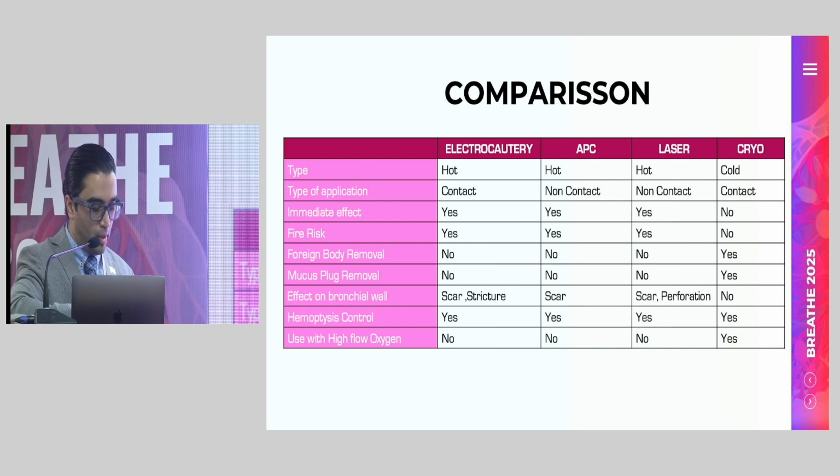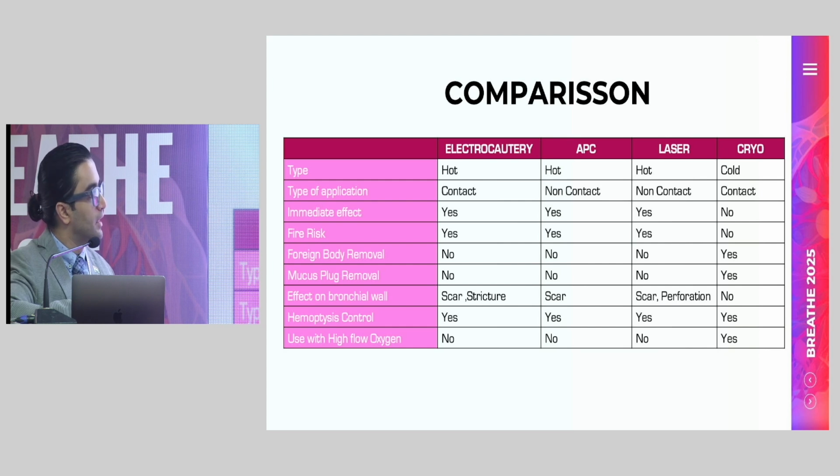So for comparison, you can see that these three, cautery, APC and laser, are all hot therapies and cryo is a cold therapy. Amongst these, electrocautery is contact therapy, whereas APC and laser are non-contact. Cryo is also contact. And your major issue is that there is a risk of fire in cautery, APC and laser. There is no risk of fire when it comes to cryo.